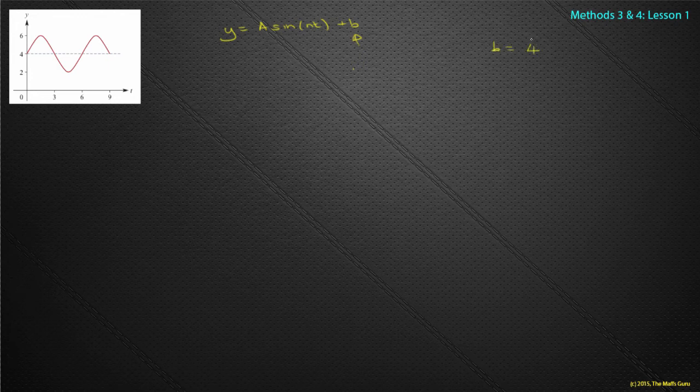Well, I think in many cases this is easier now. I can look at this and say, well, the b value must be 4 because the whole graph seems to have shifted up by 4.